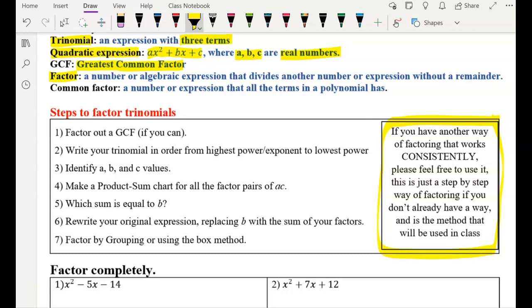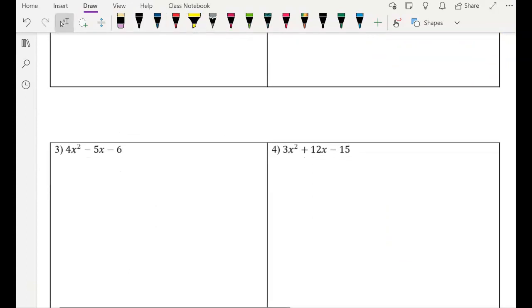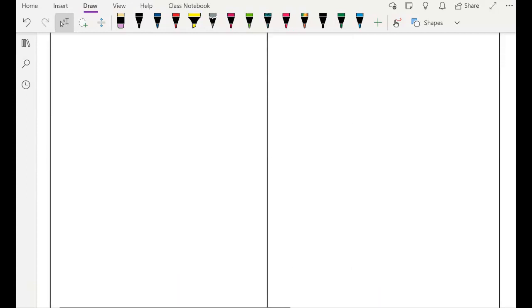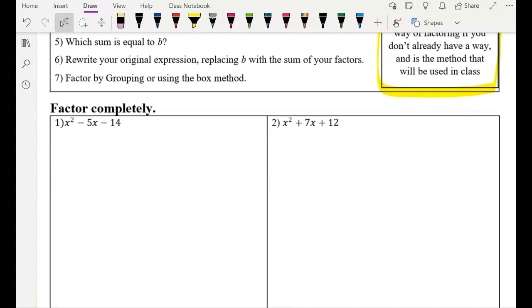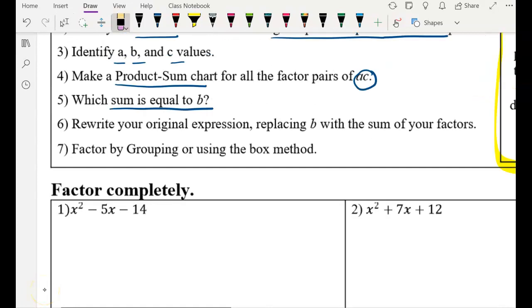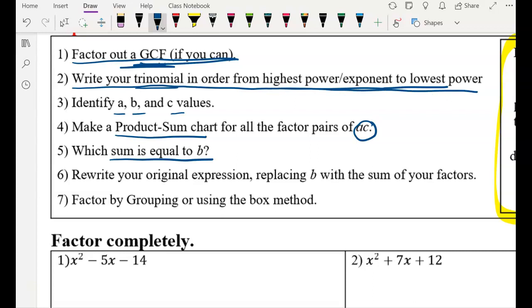Step number 1, factor out the GCF if we have any, okay? So I'm gonna go through each one. You have examples 1, 2, 3, and 4. Now the fifth one's gonna ask you to write it out in words, okay? And we'll talk more about that when we get down to the question below. Factor completely. All right, let's go and read the guidelines really quickly. It says here, factor out the GCF if we can, okay? And then step number 2, write your trinomial in order from the highest power to lowest.